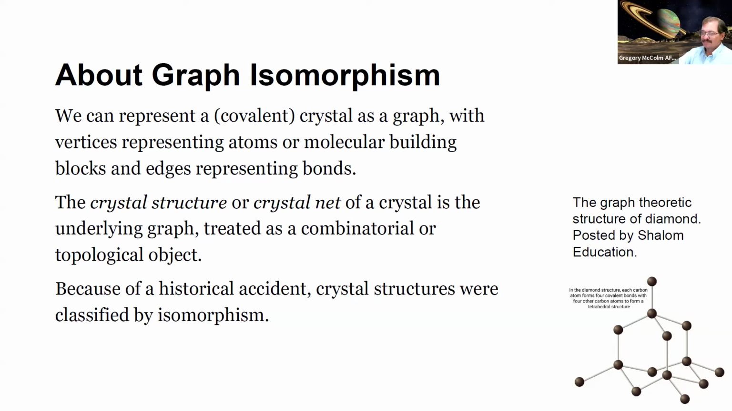Once people, inspired by people like Alexander Wells, started thinking of covalent crystals as graphs, the question is how to classify them. As a result of historical accident, a critical number of people interested in the problem were in Princeton. People thought, well, you can classify crystal structures by graph isomorphism.